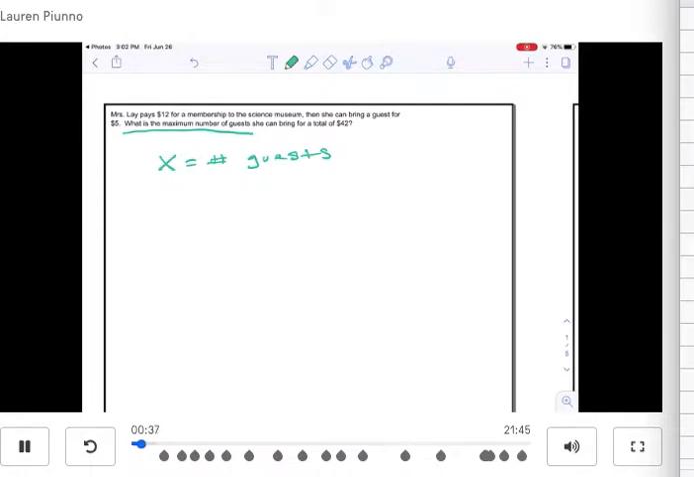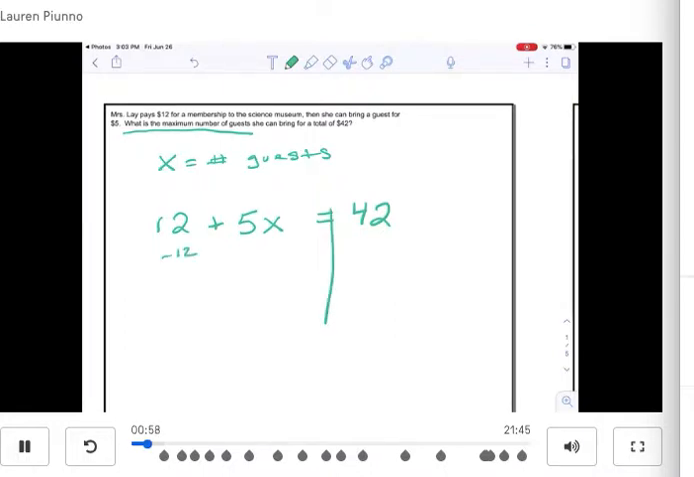So Mrs. Lay is paying $12, and that's just a flat fee. That's for her membership. Then she can bring $5 for every single guest. Well, a guest is your x. So this is how much she pays, and in total, that's going to cost $42. So that's what we're going to do. We're going to solve this.